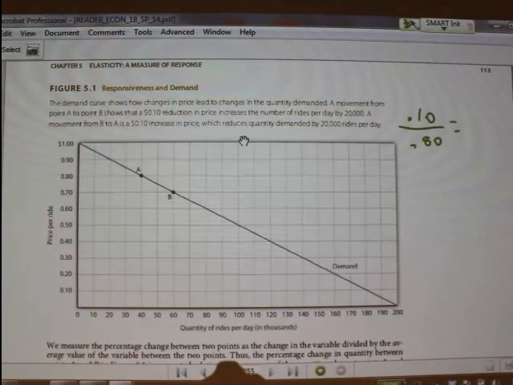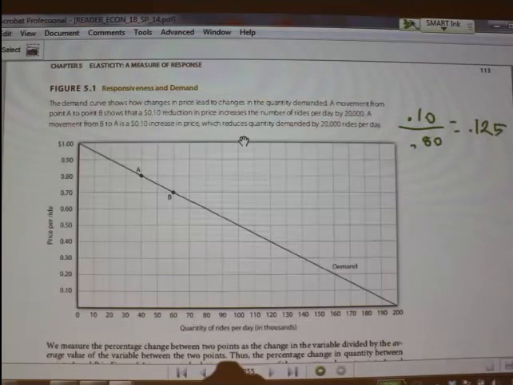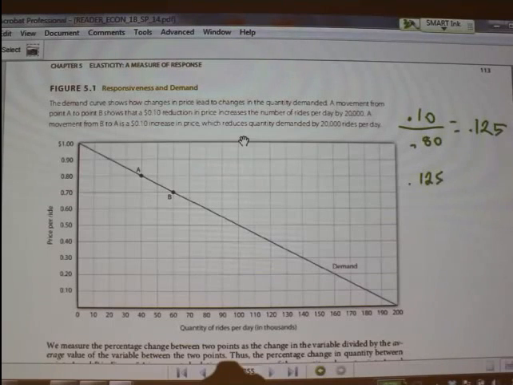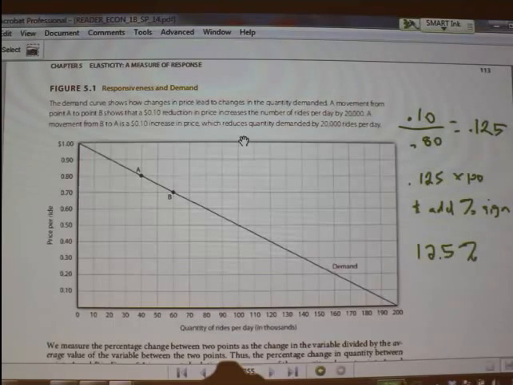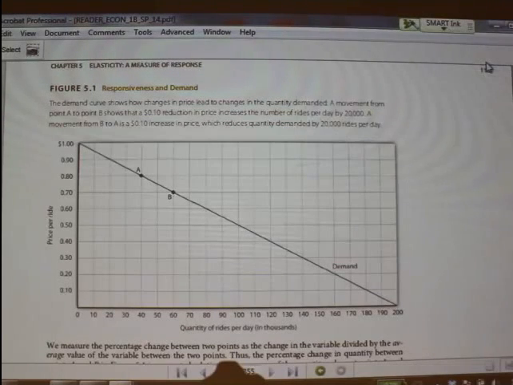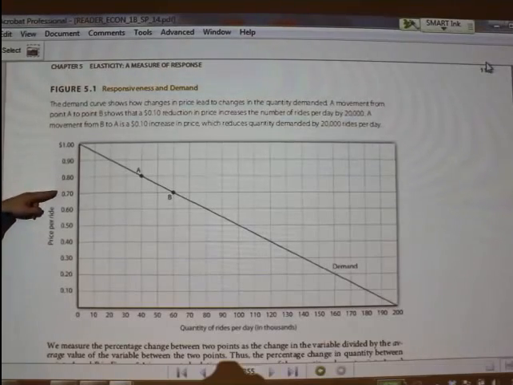So that's 0.125. This is a decimal. If we want to turn this into a percent, what do we do? Multiply by 100 and add a percent sign. So to turn this into a percent, we take 0.125 times 100 and add a percent sign. So this is equivalent to 12.5%.